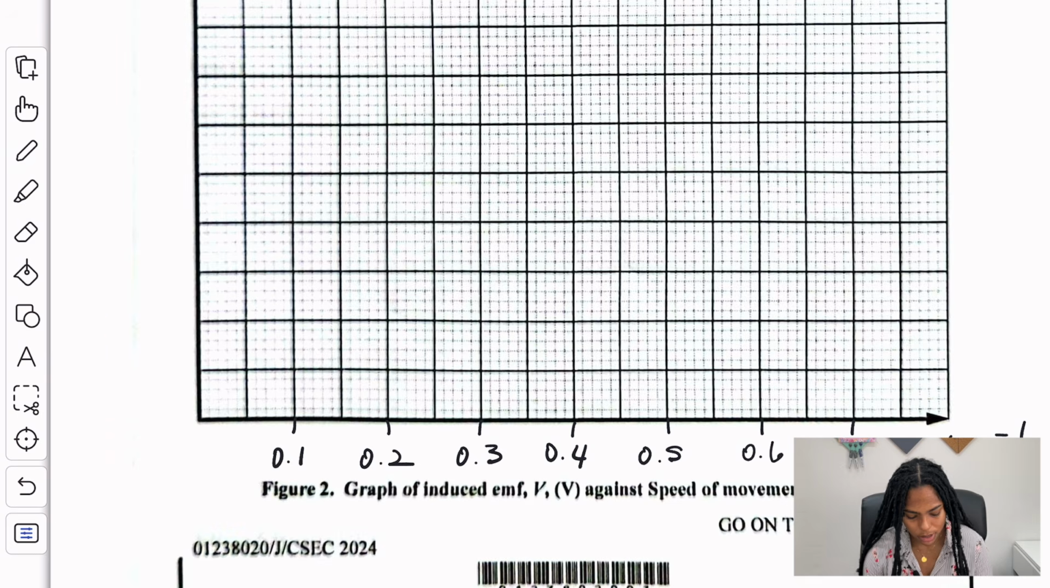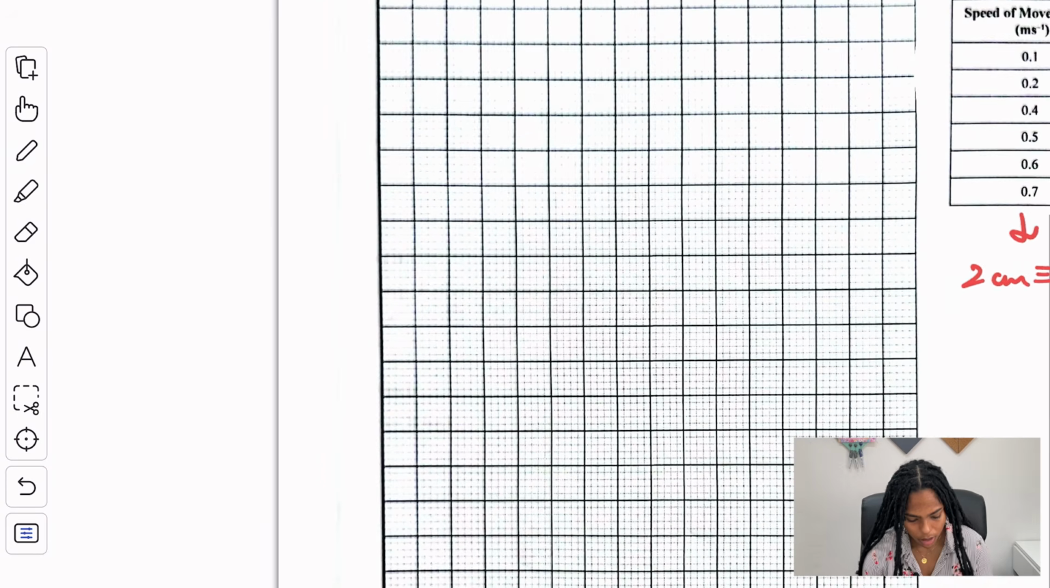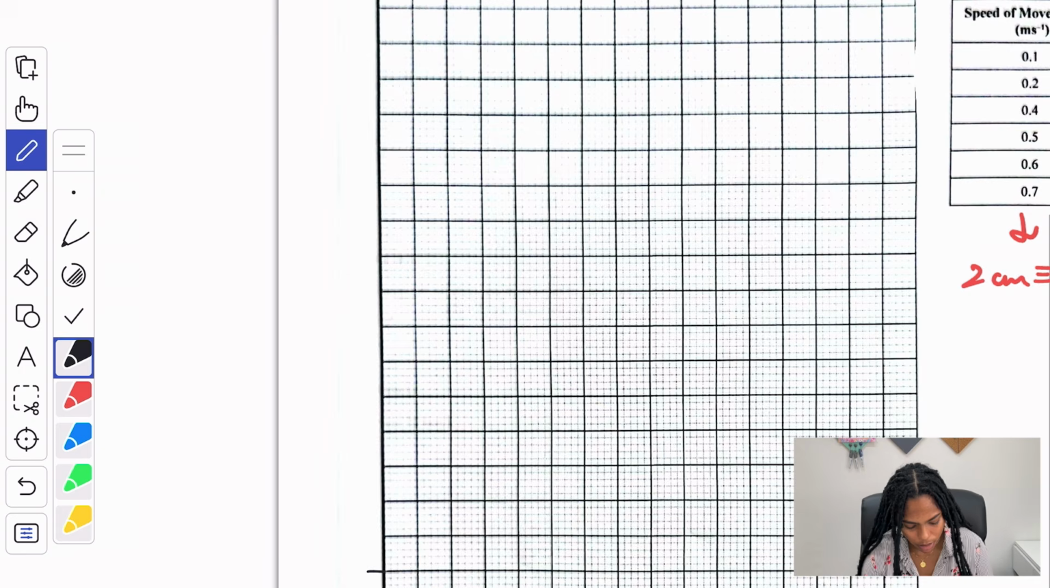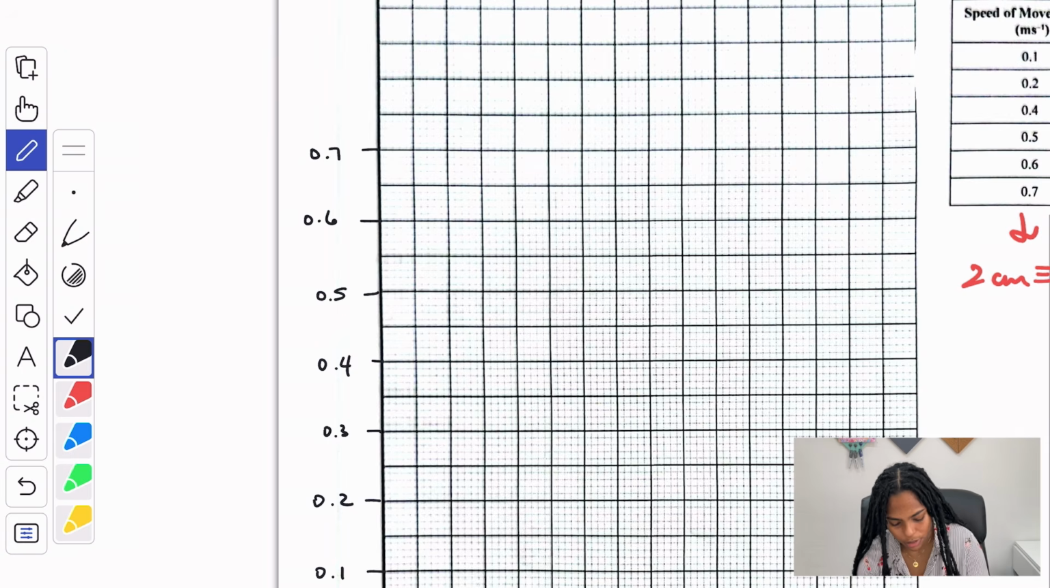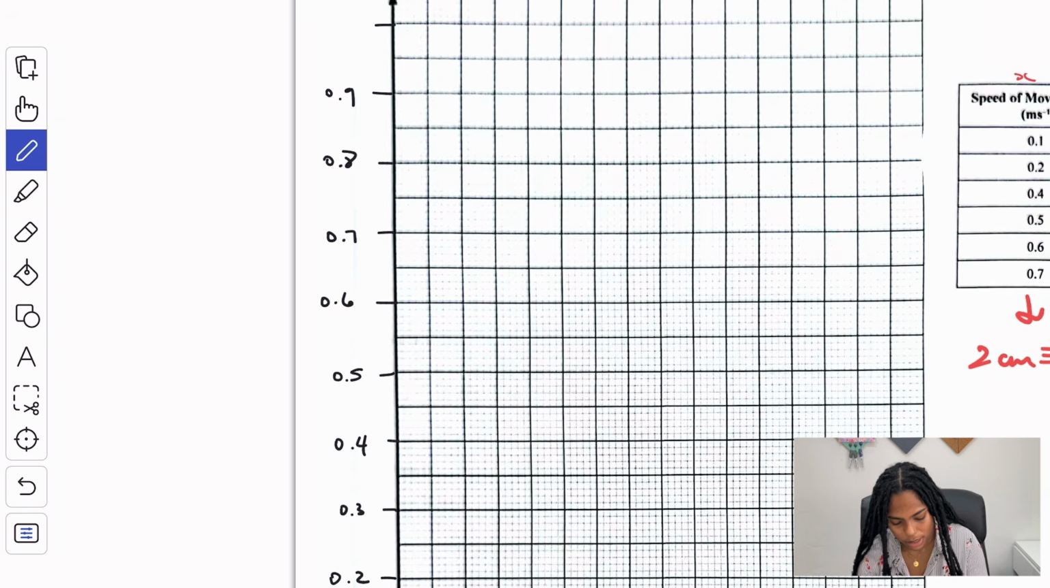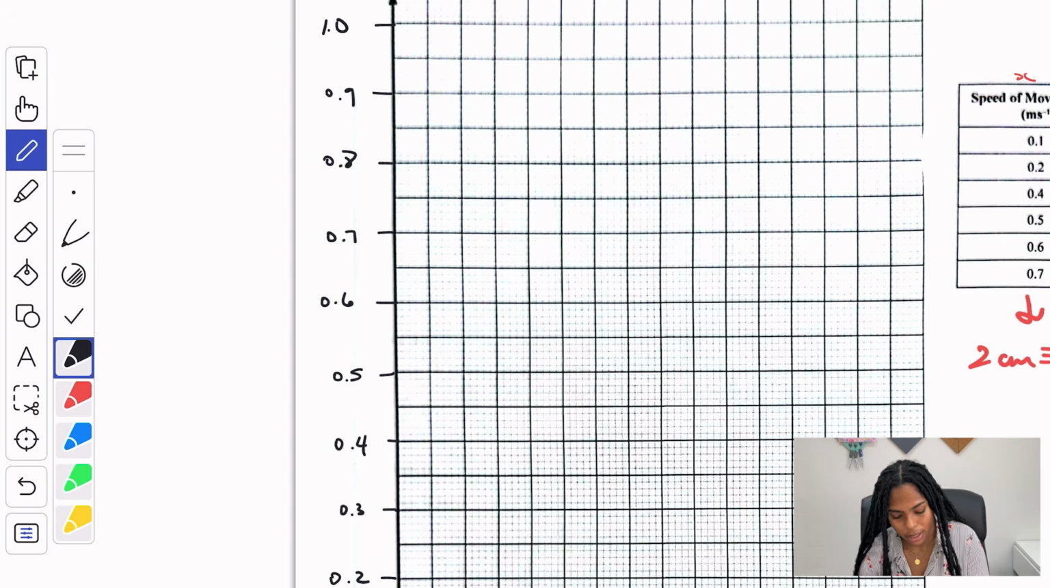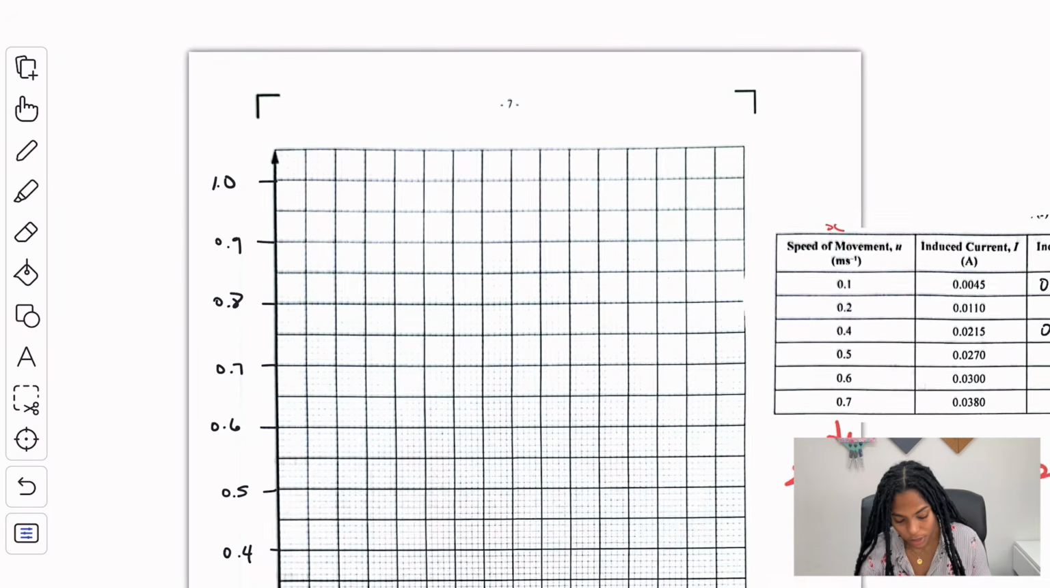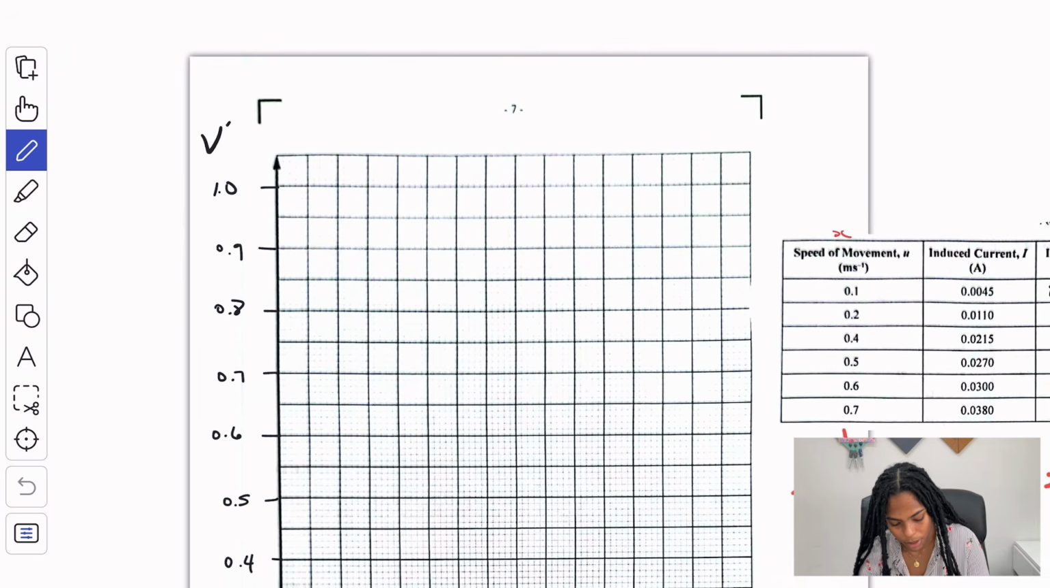And on the y-axis, it's going to be the same thing. I'll have 0.1, 0.2, 0.3, 0.4, 0.5, 0.6, 0.7, 0.8, 0.9, and since everything else has one decimal place, I'll put 1.0. And my quantity here is EMF, and I think we used E. Oh no, we used V. So V measured in volts.